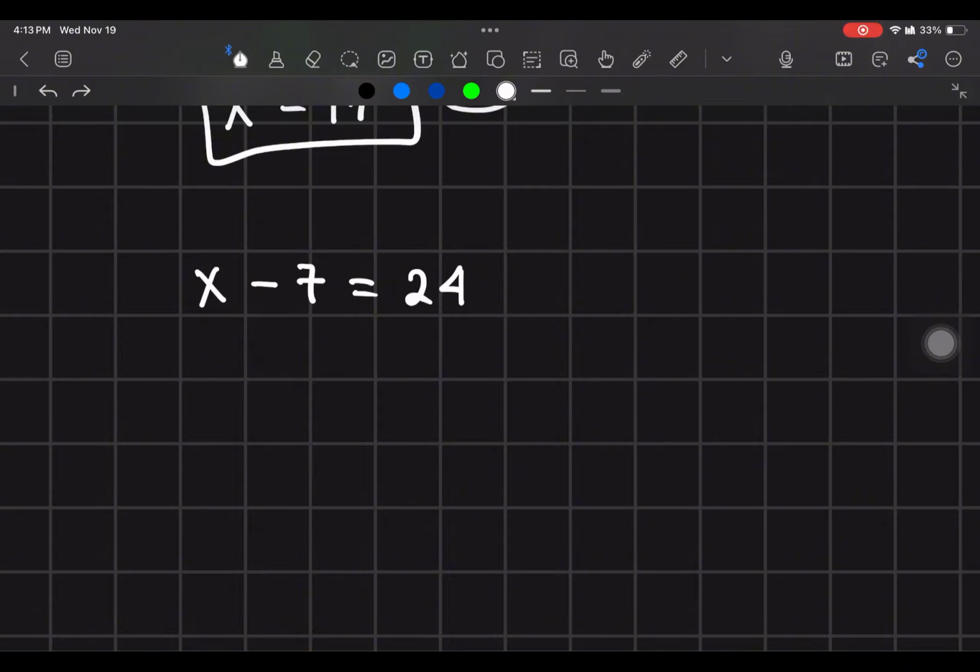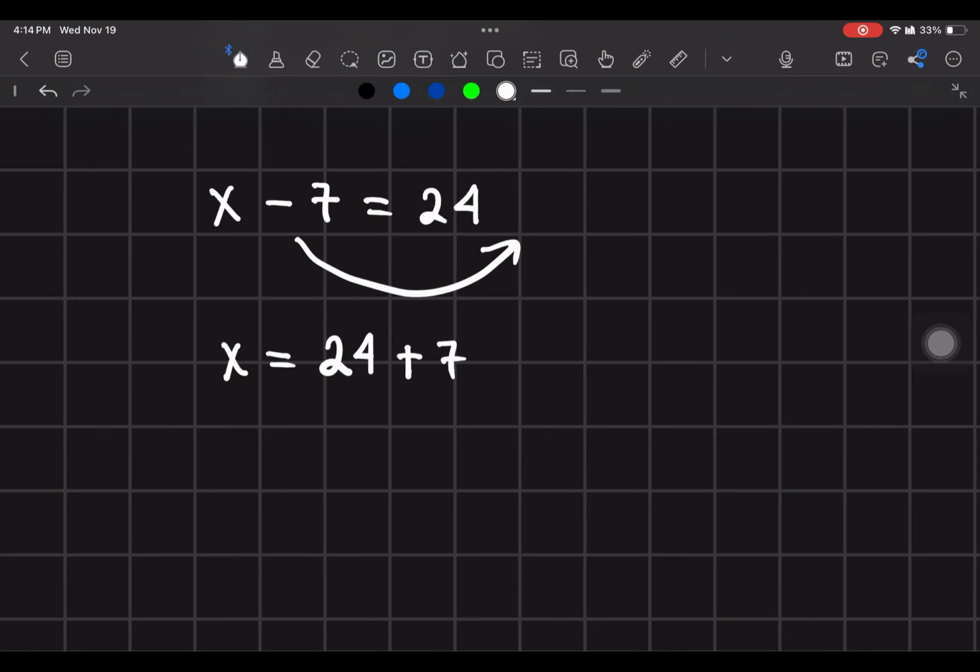So if we move 7 to the other side, we copy x, and we are left with 24 plus 7. So therefore, our x is now equal to 31. If you want to check if the solving is correct, you may plug x back into our equation, but for time's sake, I will not be doing that.